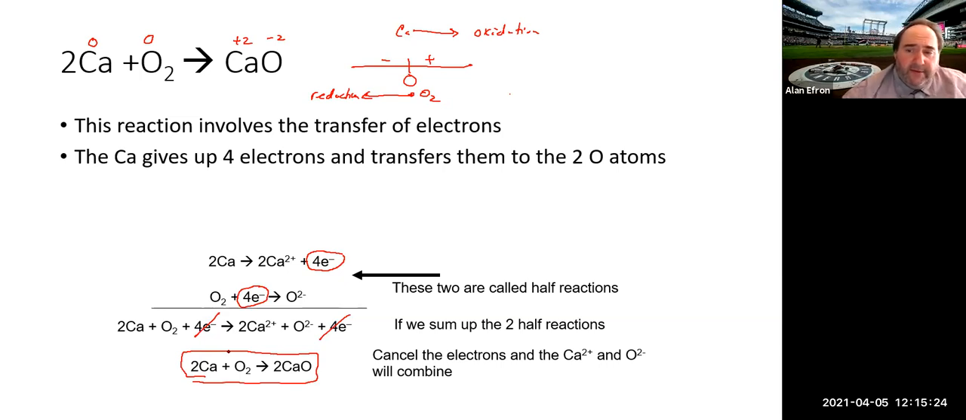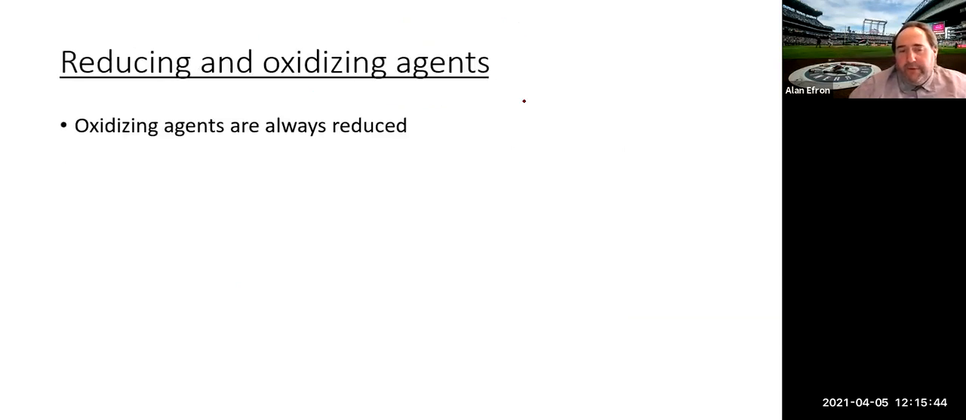Now, another thing when we talk about oxidation and reduction and things that are being oxidized or reduced, we also sometimes want to talk about the reducing agent and the oxidizing agent. And those are two things that people get a little bit confused about. Let's talk a little bit about what those things are.